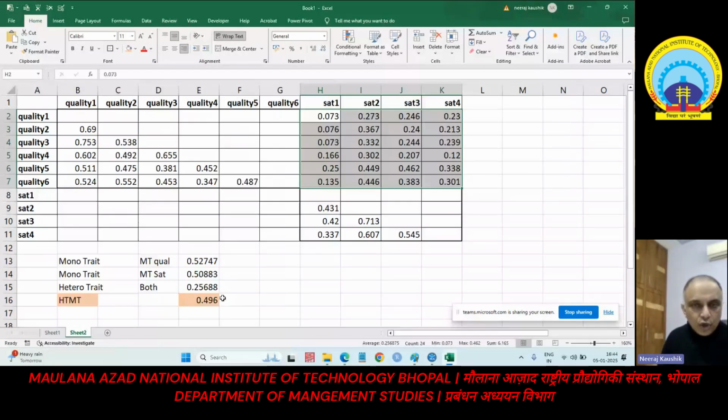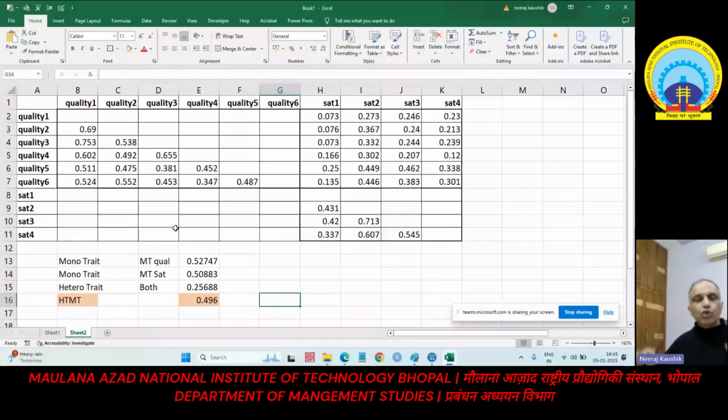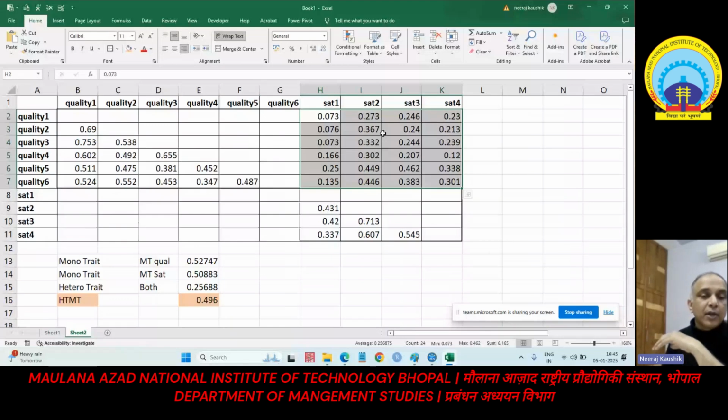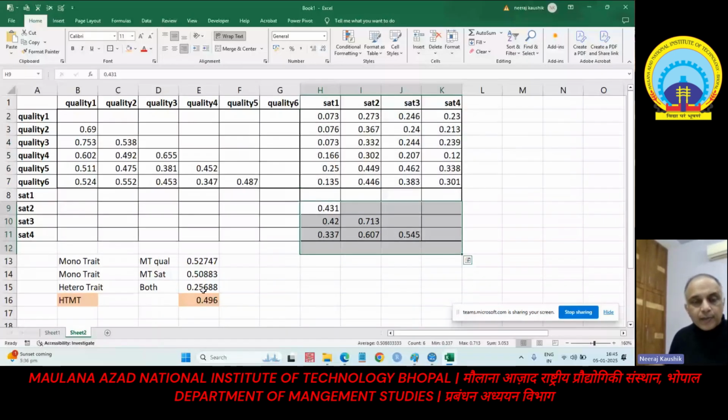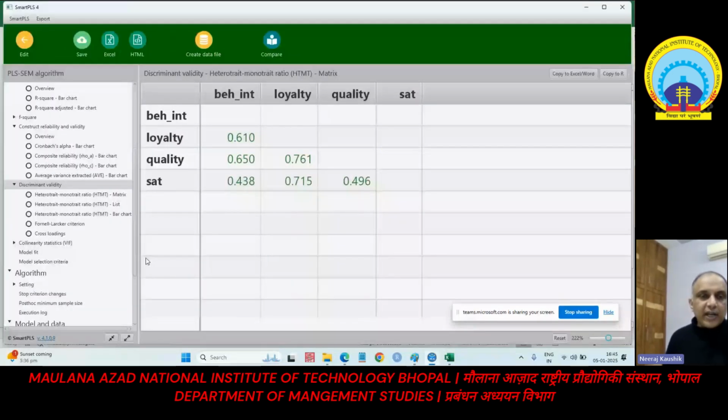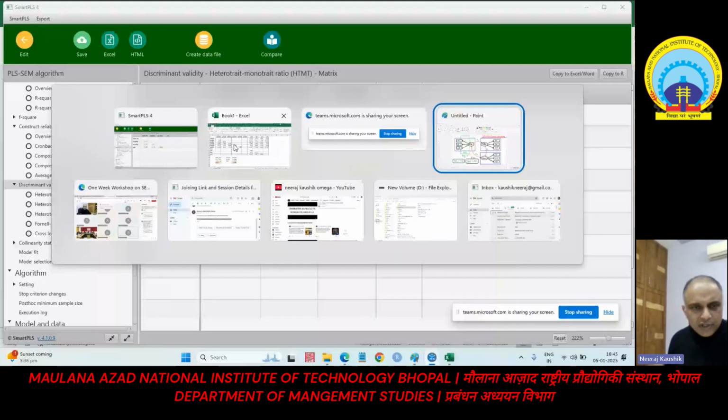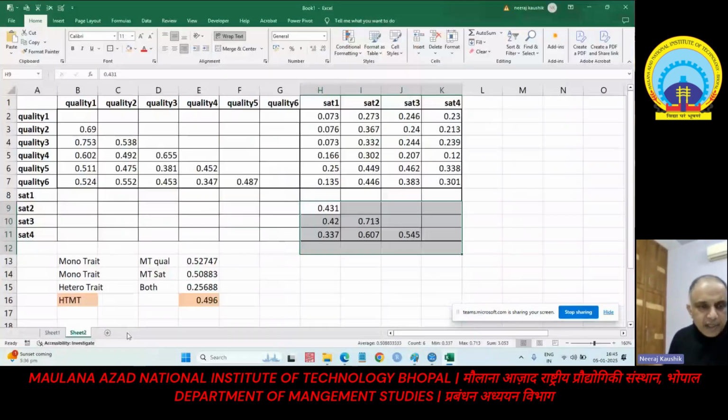On the top, it's the cross. The correlation between the two constructs should be low. If this is very, very high, the HTMT value will be high. If HTMT is high, it means they are not separate; they are one construct. Between the two constructs the correlation should be low, and within the construct it should be very high. Then HTMT will be low. A low value is preferred. And here we will write the threshold value given by these people. What is the formula here? HTMT should be less than 0.85.